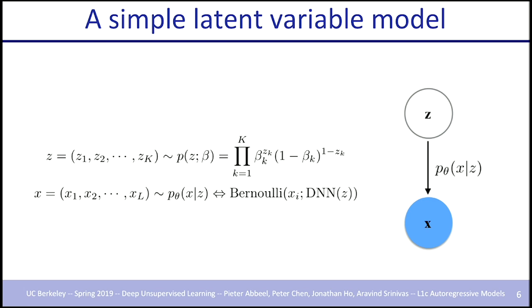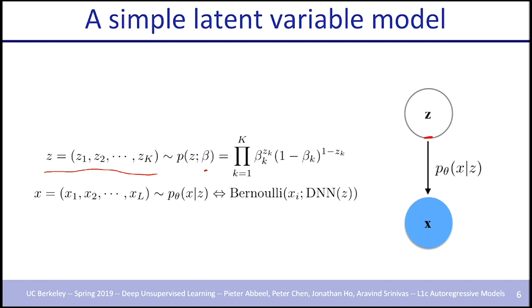So okay, let's look at a very, very simple latent variable model. What we have here is some Z that we call our latent code or latent space. And this Z is really just a bunch of K binary variables, distributed according to some parameter beta. It's basically an independent Bernoulli distribution parameterized by some coefficient beta. Okay, so now we know how to generate Z and how to evaluate the likelihood of Z. So far, so good.